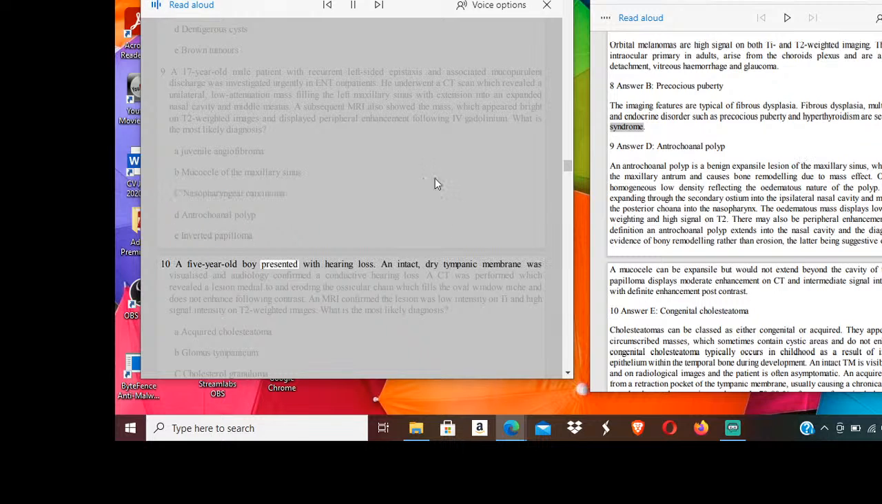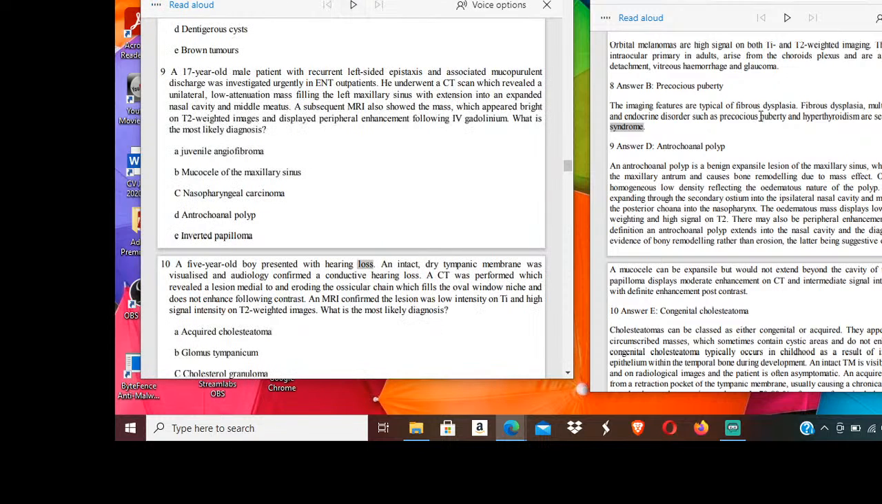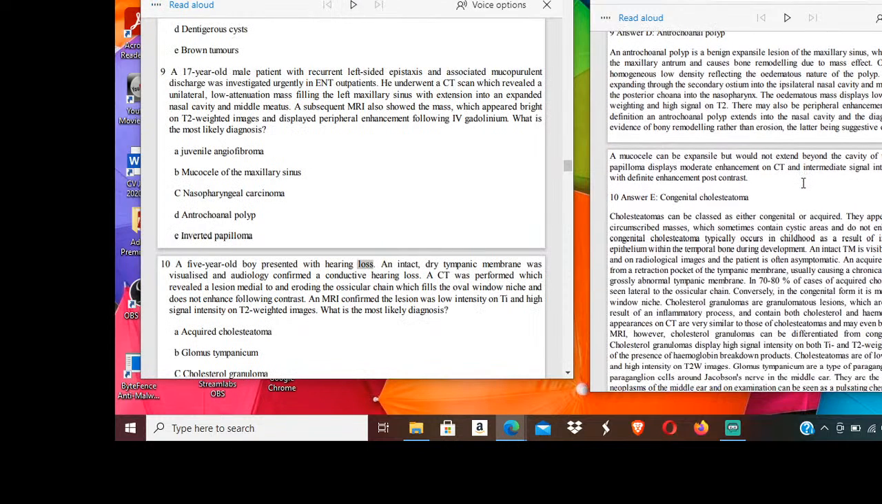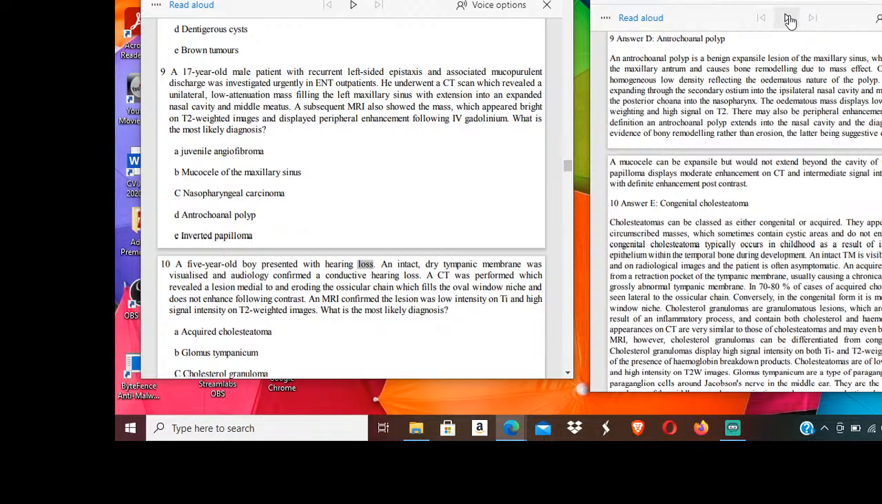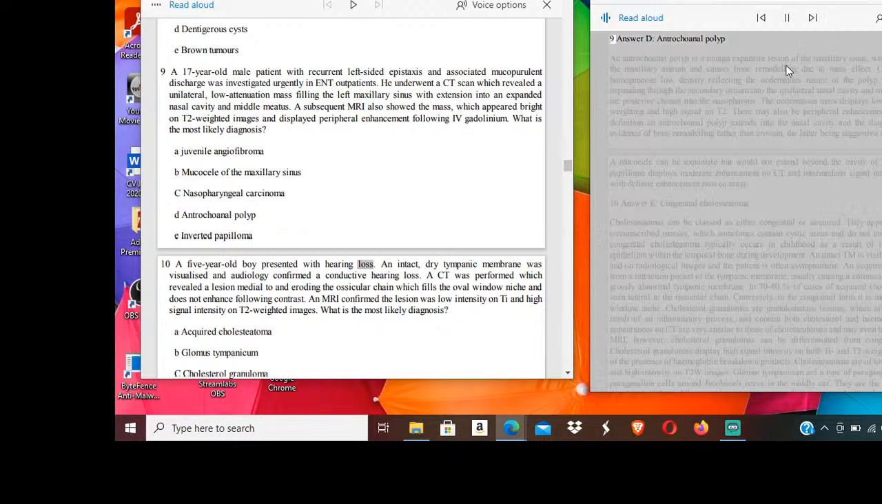10. A 5-year-old boy presented with hearing loss. 9. Answer D, antrochoanal polyp. An antrochoanal polyp is a benign expansile lesion of the maxillary sinus, which usually arises from the maxillary antrum and causes bone remodeling due to mass effect. On CT, the mass is of homogeneous low density, reflecting the edematous nature of the polyp. They fill the antrum, expanding through the secondary ostium into the ipsilateral nasal cavity, and may even extend through the posterior choana into the nasopharynx.